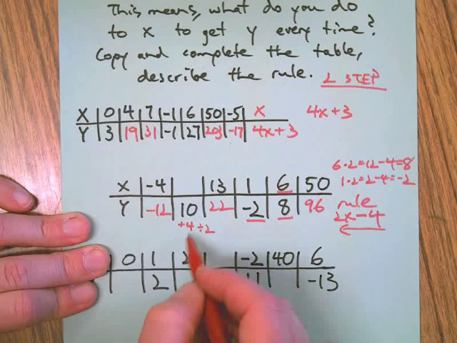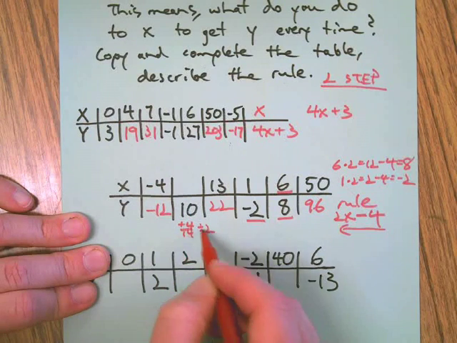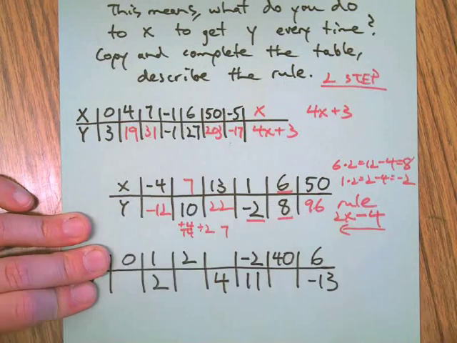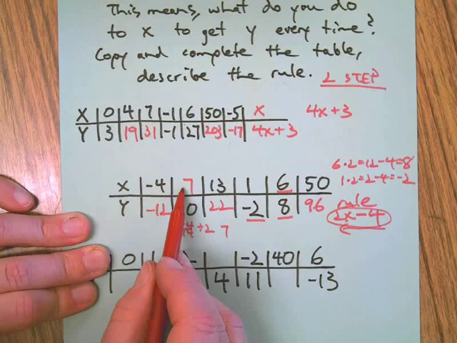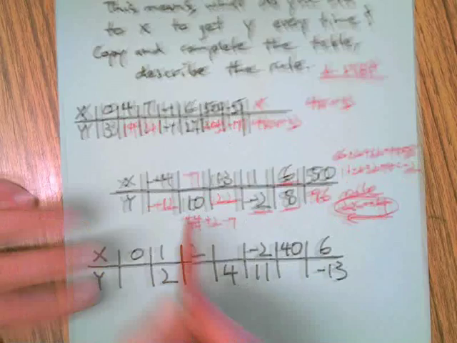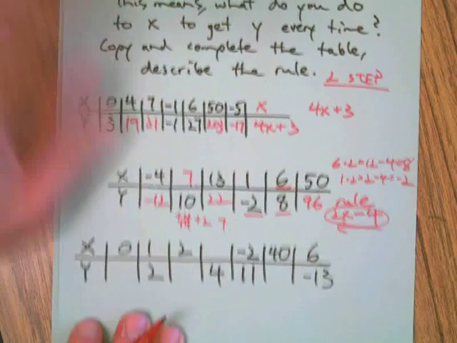So 10 plus 4 is 14. 14 divided by 2 is 7. We test it by applying this rule. What's 7 times 2? 14. 14 minus 4, 10. Done. And on to the third one.